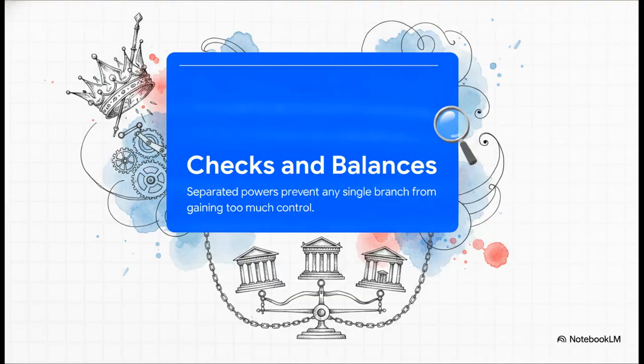To make sure they never ended up with another king, the framers built a federal republic completely anchored by checks and balances. By deliberately separating the powers of government, they created a structural safeguard ensuring no single branch could ever gain total control. It's like a giant puzzle where every piece keeps the others in line.